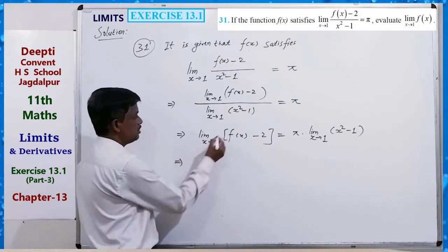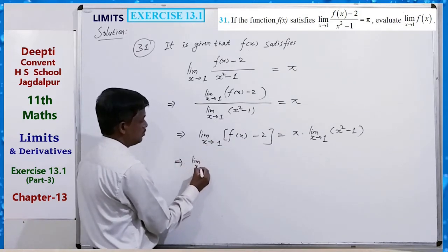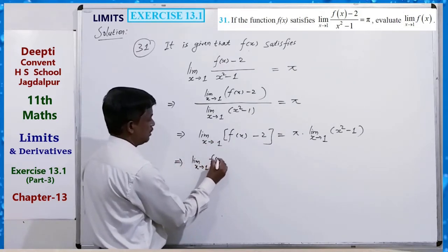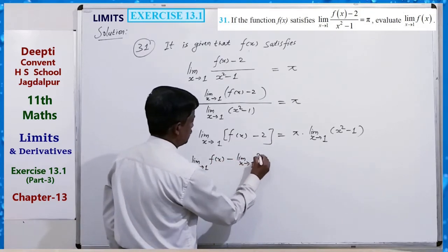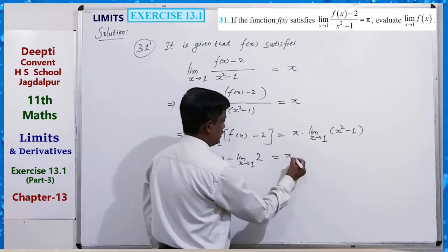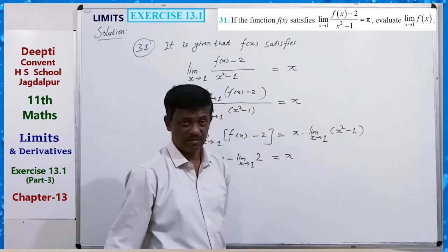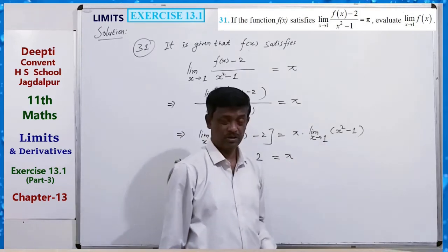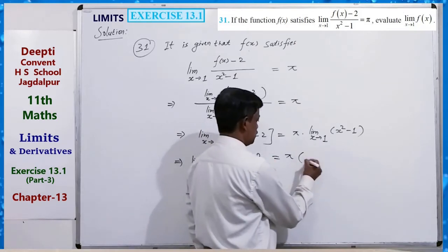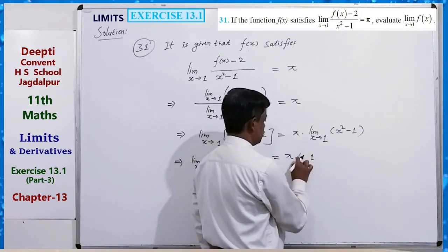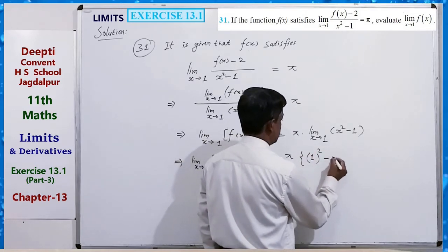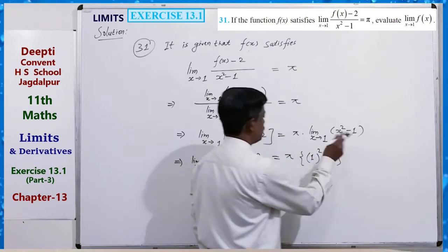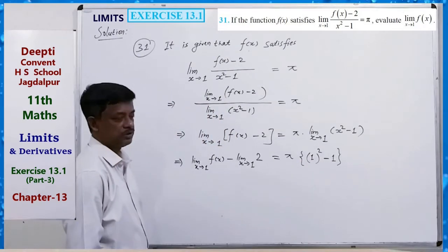So here distribute limit x tending to 1 f(x) minus limit x tending to 1 of 2 equals pi times (x squared minus 1). Here we can find the limit because it's x equal to 1, just put the value here and you can get it. So 1 square minus 1, after putting the value x equal to 1.